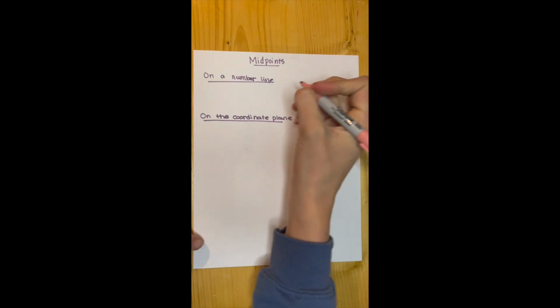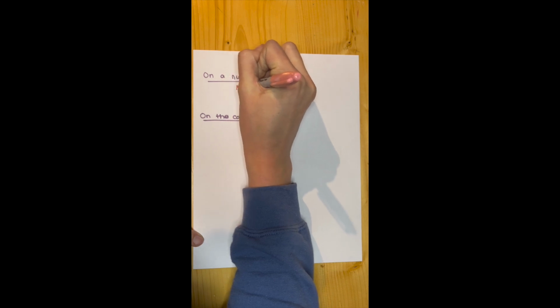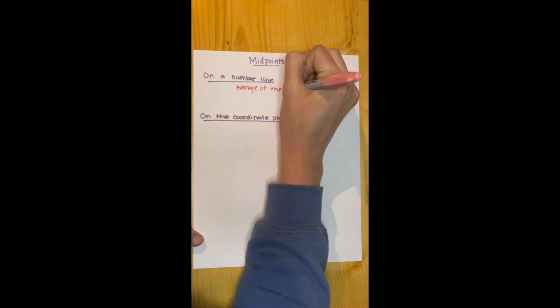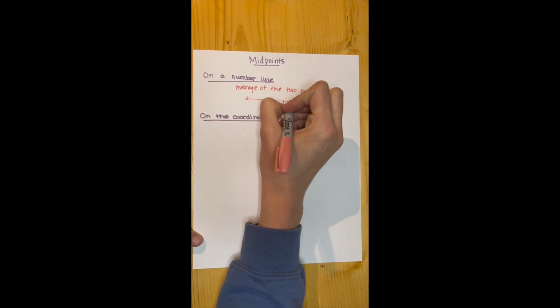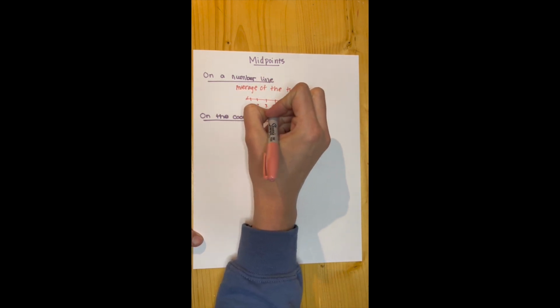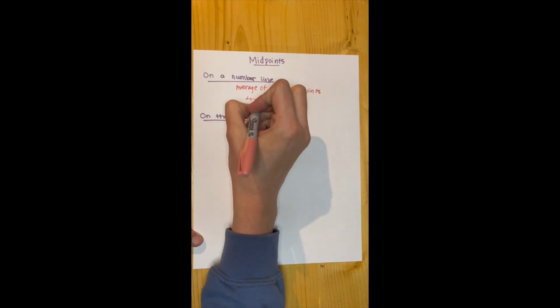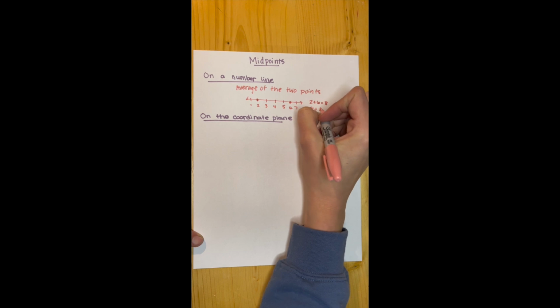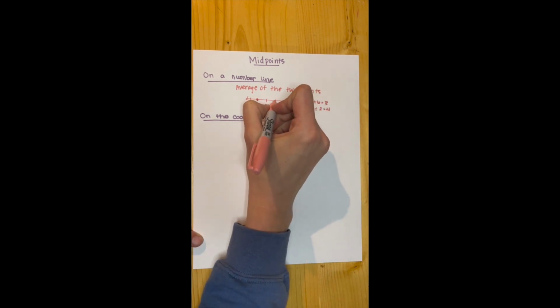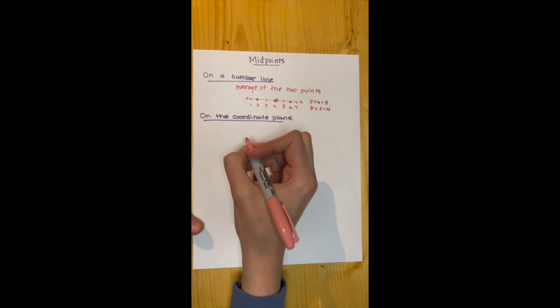Today we're going to talk about midpoints. We've got two different kinds of midpoints. We've got the midpoint on a number line, which is just the average of the two other points on the line. So here I'm going to draw a number line, numbered 1 to 7. My 2 points are 2 and 6. 2 plus 6 is 8. 8 divided by 2 is 4. Therefore, 4 is our midpoint.